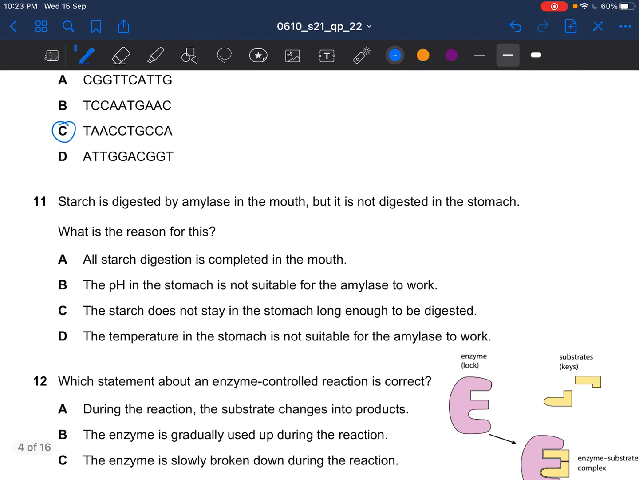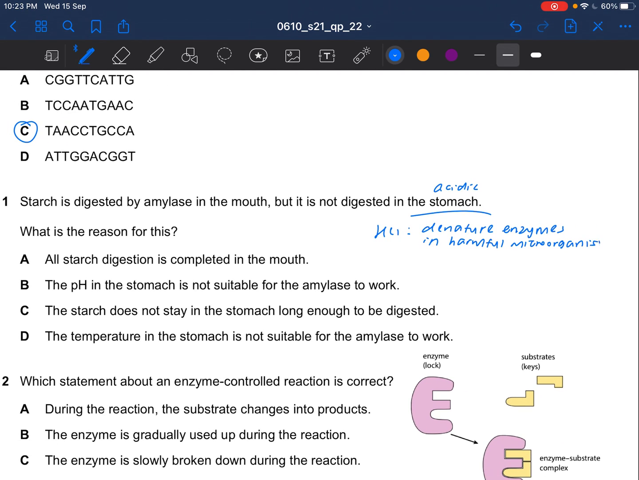Next question, starch is digested by amylase in the mouth, but it's not digested in the stomach. What is the reason for this? The stomach is actually extremely acidic because of hydrochloric acid. What this hydrochloric acid does is that it will help denature enzymes in harmful microorganisms in food, and it will also give the optimum pH for pepsin activity.